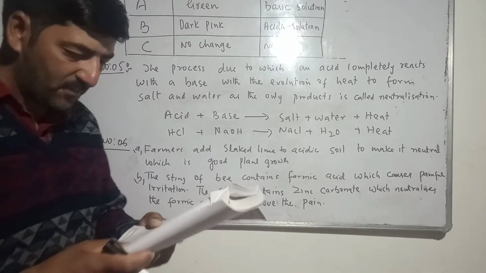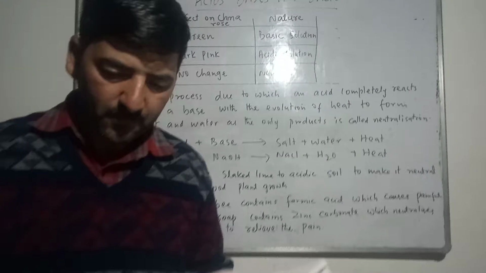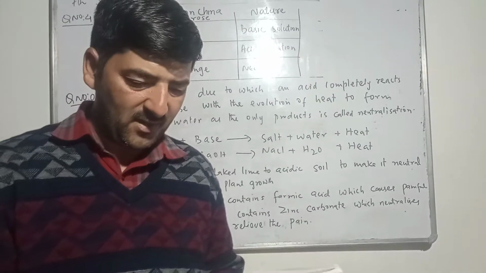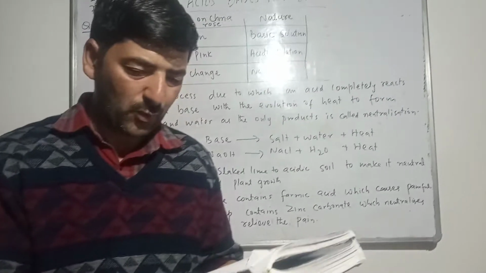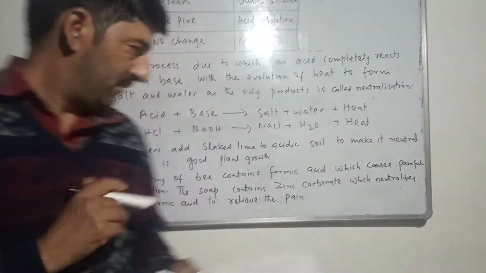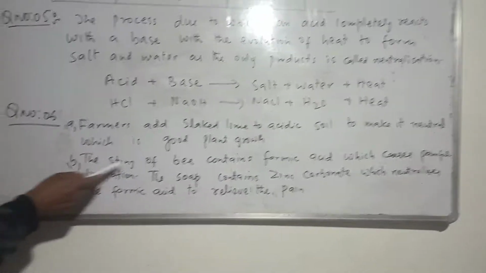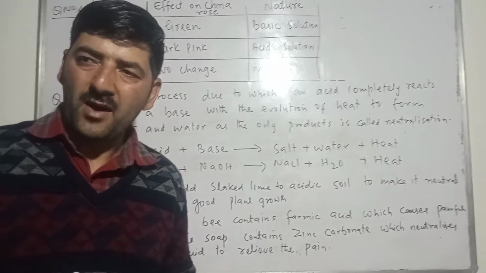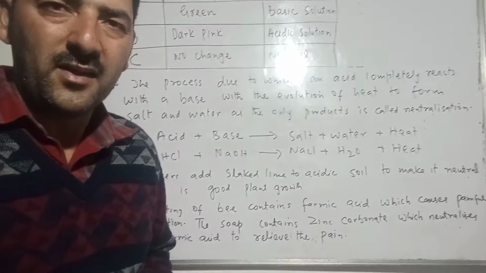Part B is, soap solution or baking soda paste is applied on the part of the body stung by a bee. We have to say why. Why do we apply soap solution when a bee or an ant stings our body? Because the sting of a bee contains formic acid. This formic acid causes painful irritation to our body.